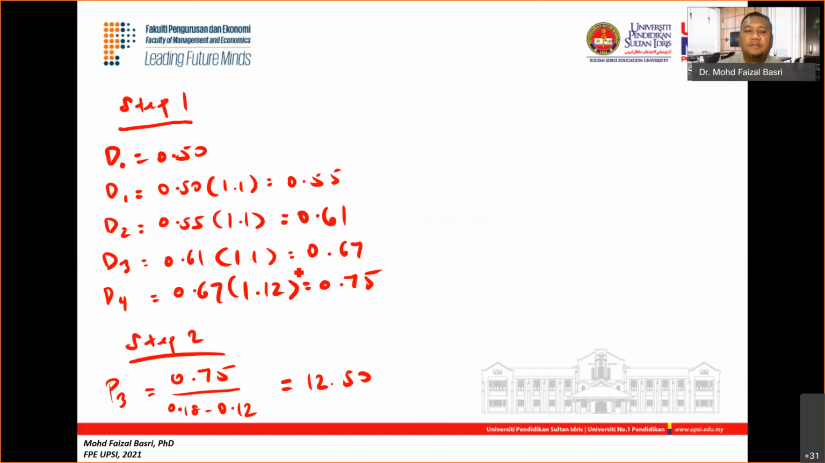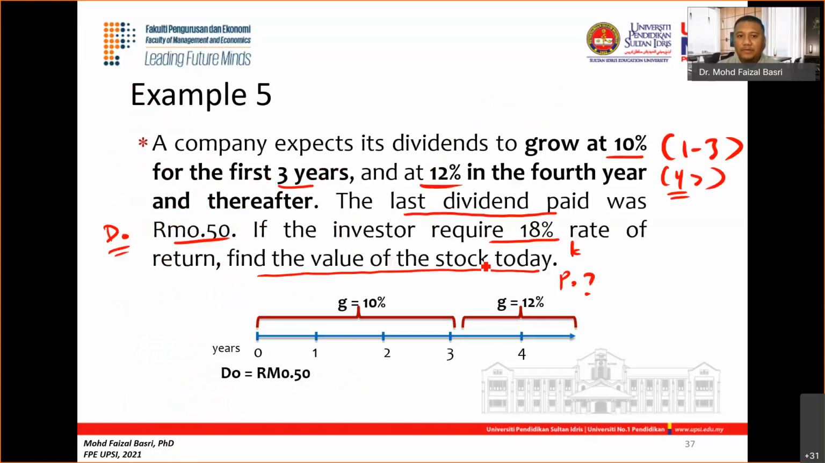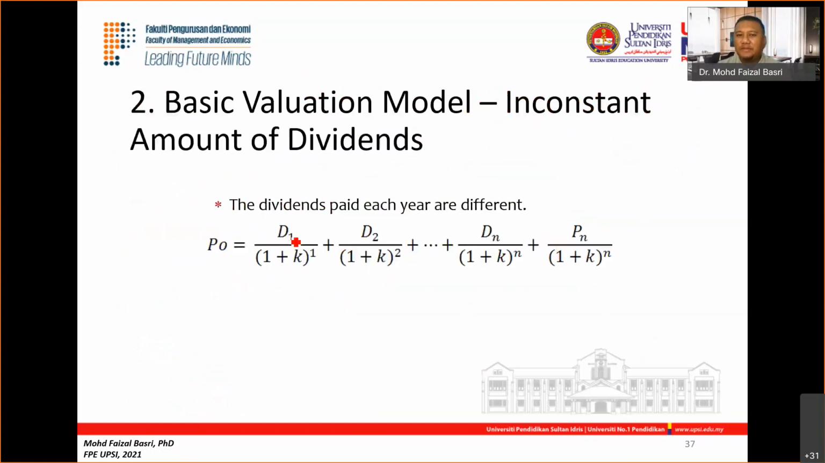RM12.50. So now we have the dividends and also the price. So therefore, once we have these two information, we can prepare step 3, which is the discounting step to find the P0. Okay, and again, recap balik. If we recap back to the formula, we're going to start with D1, not D0. We're going to start with D1, D2, and so on until the price. Okay, and remember the N must be consistent.